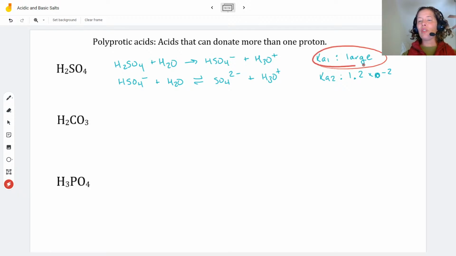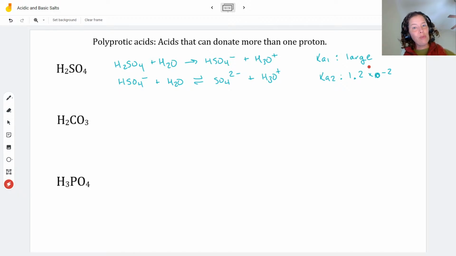Remember up here where it was just large and you didn't have a value, that means it's a strong step. You only have the forward reaction. You do not have the reverse reaction. Okay, let's do the same thing, but let's do it for carbonic acid. Again, this has 2 protons to donate, and we're going to donate them stepwise.